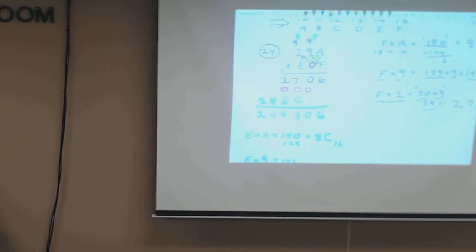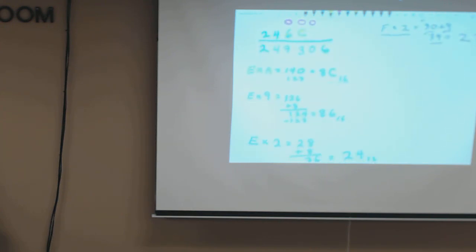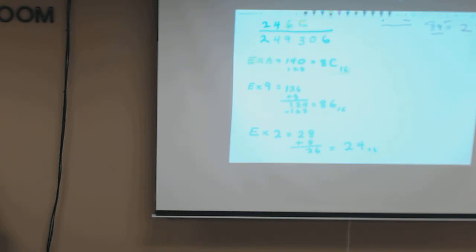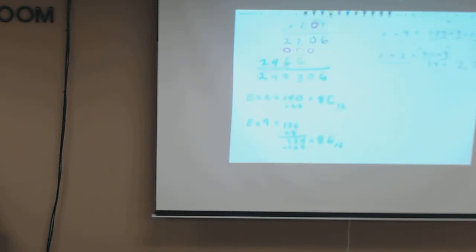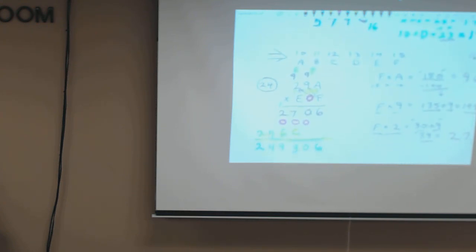And then I have E times 2, which is 28, plus the 8, 36. What's 36 in base 16? 2, 4. So I put down the 4 and the 2. And then I just draw a line and add those up. 6, 0, 7 and C. What's 7 plus C? C is 12. That would be 19. That would be 1, 3.